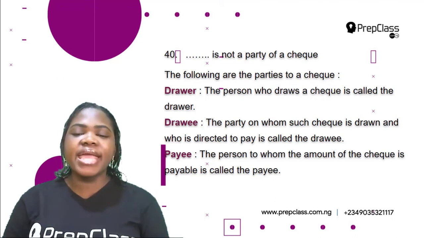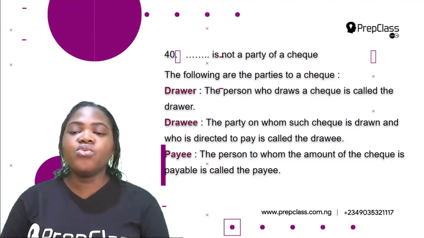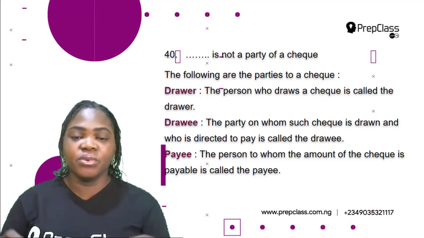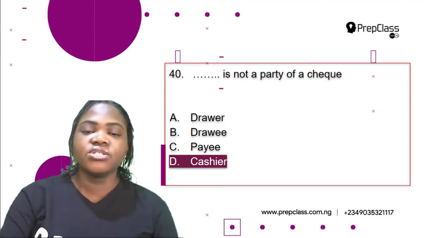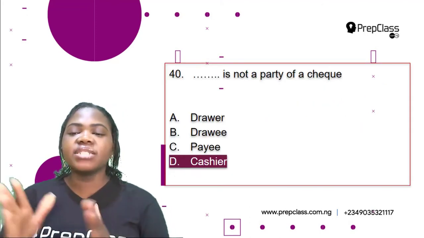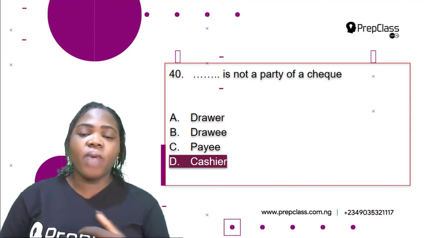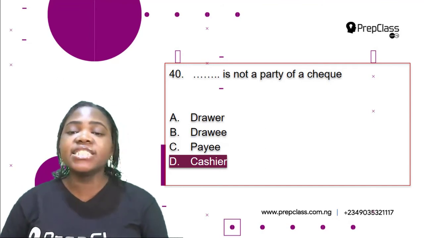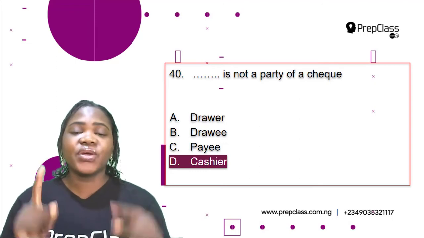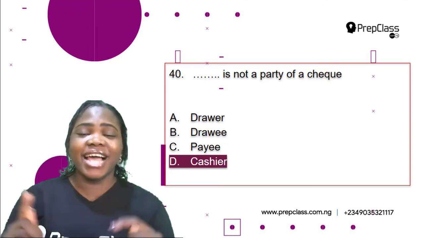Then what about the payee? Payee is the person to whom the amount of the check is payable. So this is the payee. So these are all the parties to a check. So dash is not a party of a check. Drawer, drawee, and payee are all parties of a check. But cashier is not a party of a check. So the correct option here is D, cashier.